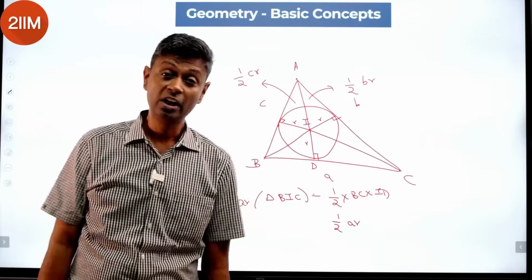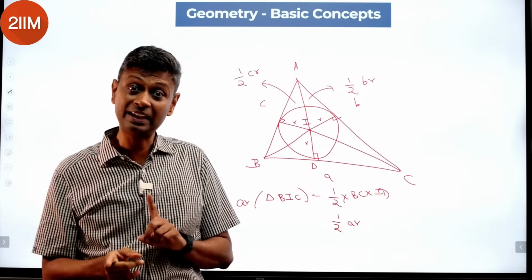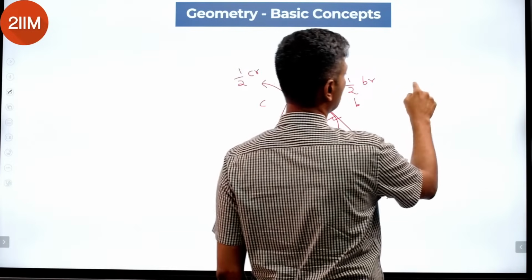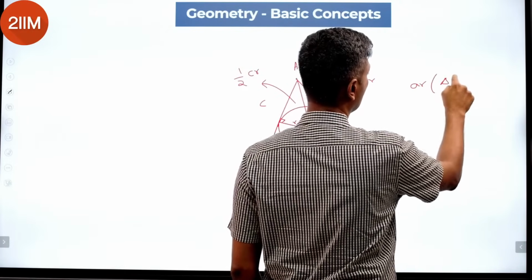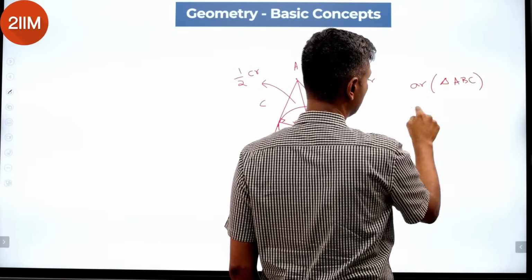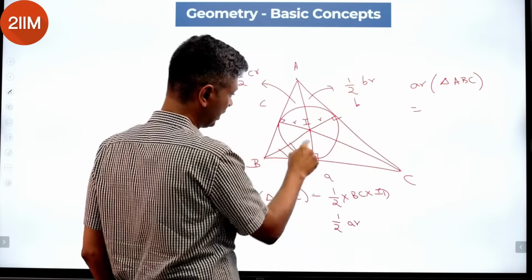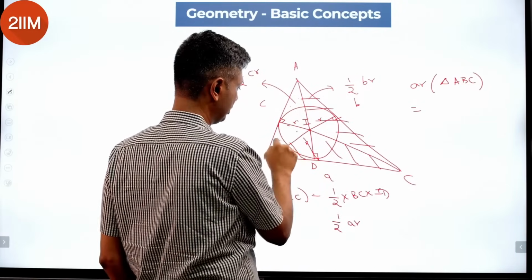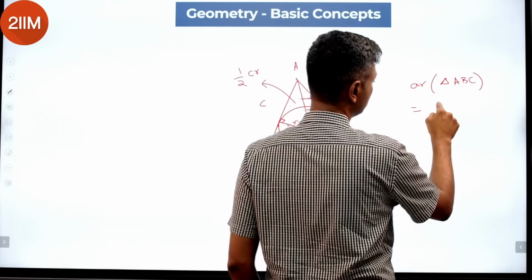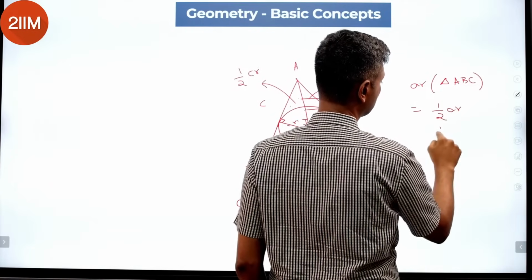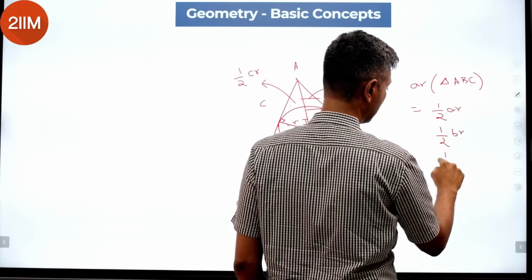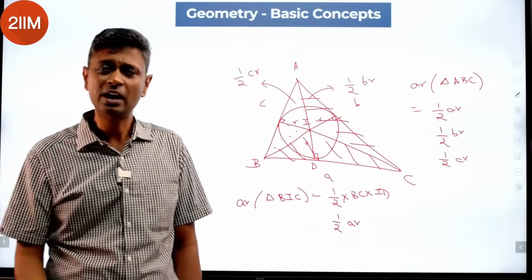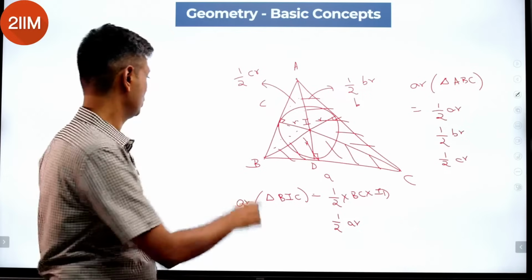Now we say, I'm going to add the entire triangle's area up. I'm going to say area of triangle ABC is equal to area of triangle BIC plus AIC plus AIB, or this is half A R plus half B R plus half C R, or R into half of A plus B plus C, which is R S.